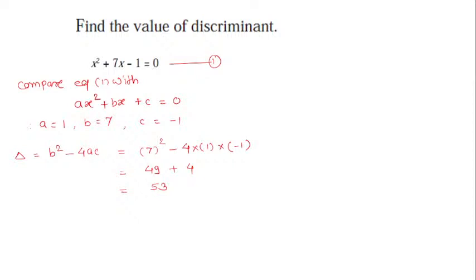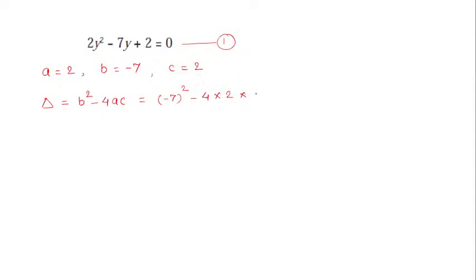Okay, in the same way we have another equation, 2y square minus 7y plus 2, that is equal to 0. So here also we can call this equation number 1. If we compare this equation 1 with the standard form, we get value of a as 2, value of b as minus 7, and value of c as 2. And now we have the value of discriminant delta is equal to b square minus 4ac, that is equal to minus 7 square minus 4 into 2 into 2.